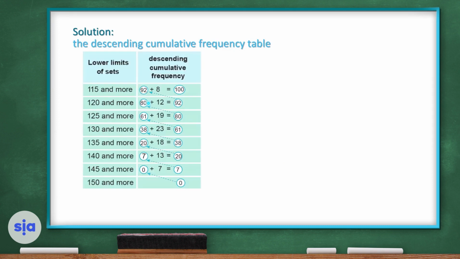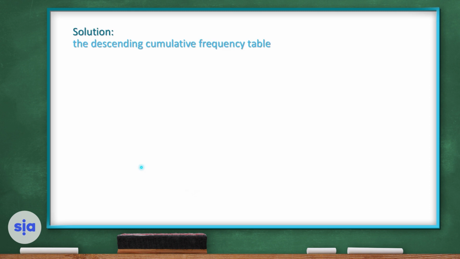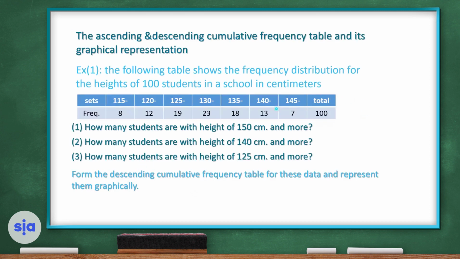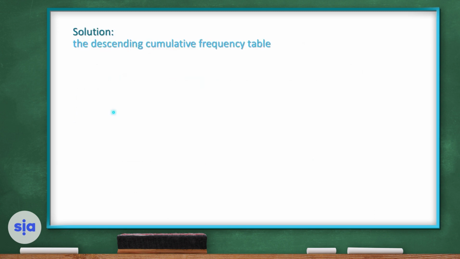Here is the table, but in the descending we start from down to up. So we start from 150 and more, we have no more than 150, right? So it's 0. And then 145 and more, we take this 0 and we add 7. From where did we get the 7? From the table in here. Here is the 7. And then we're going to take the 13. And then we're going to take the 18, the 23, the 19, the 12, and then the 8.